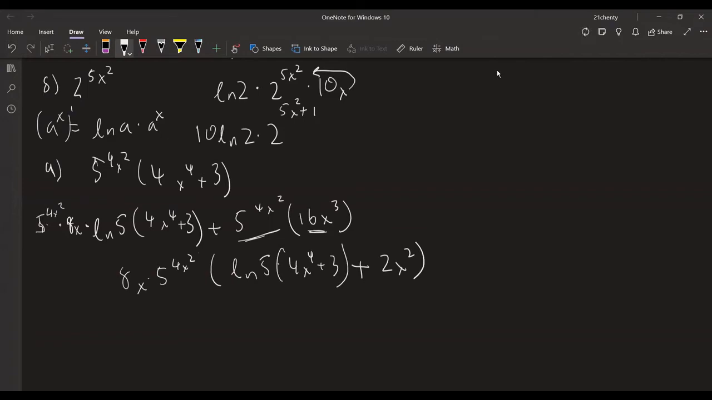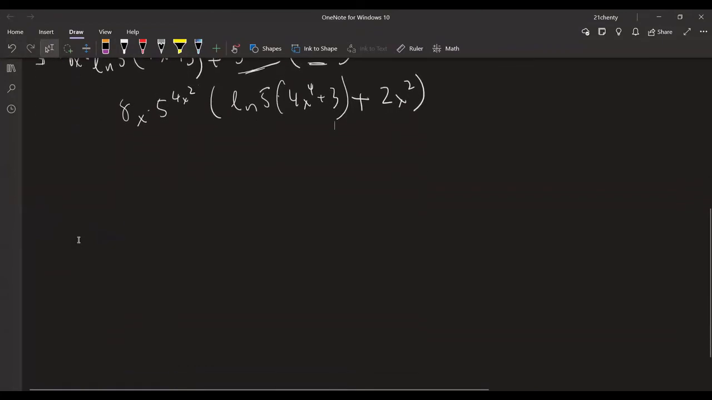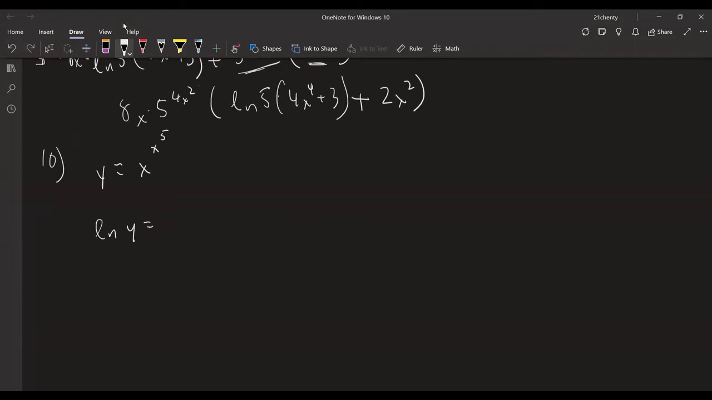All right, going on to number 10. I'm going to scroll. There we go. Number 10, we got logarithmic differentiation, y equals x to the fifth. It's telling us we need to use logarithmic differentiation. So just take the natural log of both sides. And when we do that here, we can just change it into x to the fifth ln x.